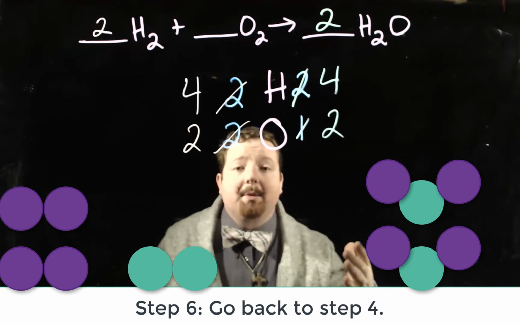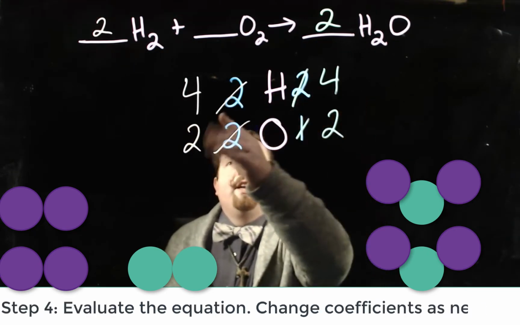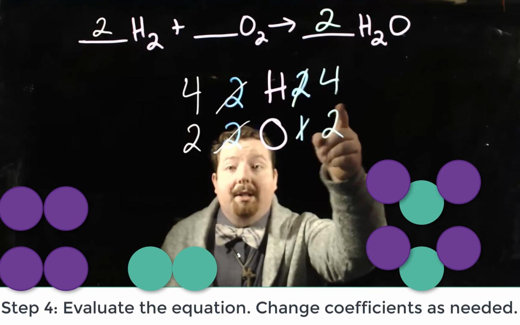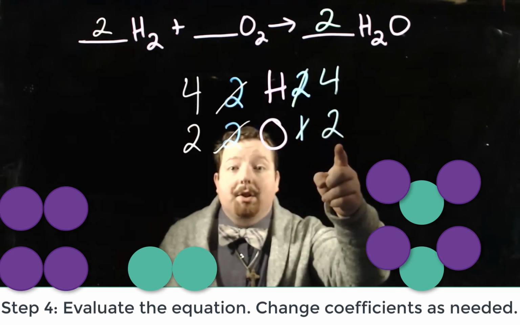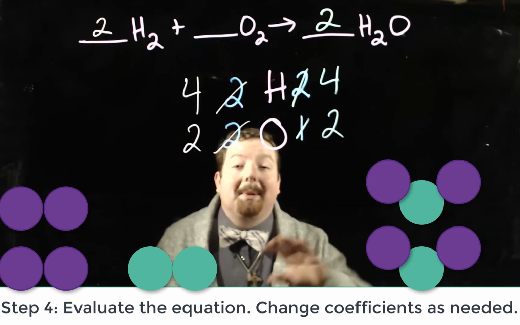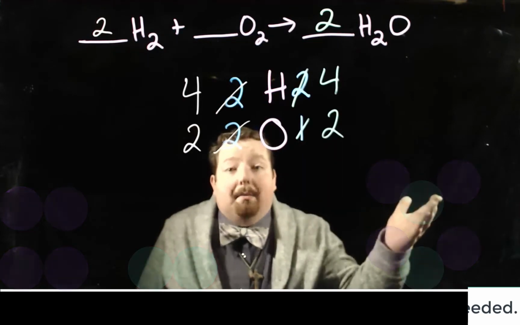Now, step number 6, we go back to step 4, reevaluate. We have 4 and 4 hydrogen and 2 and 2 oxygen. That tells us now that we are completely balanced and this equation is good to go. Let's try that again with another equation.